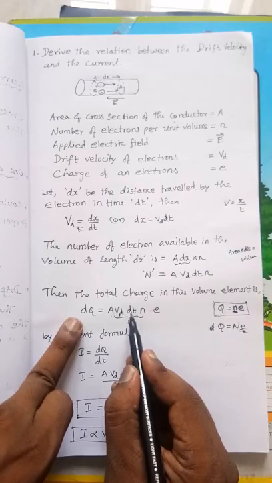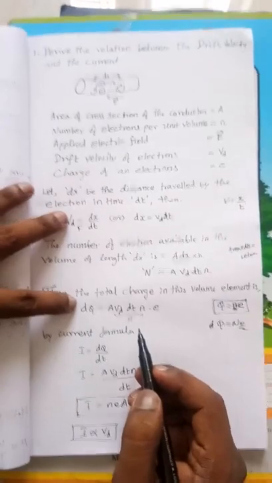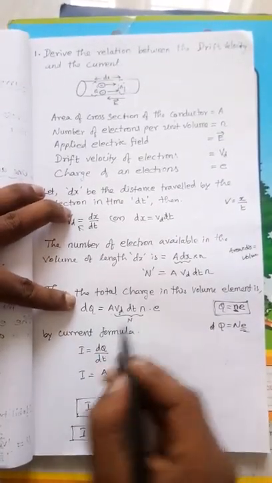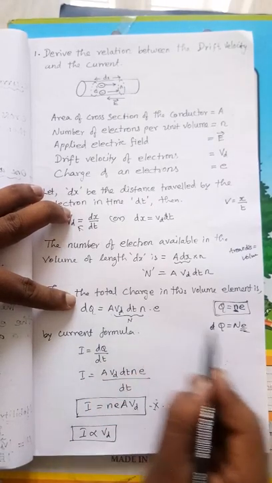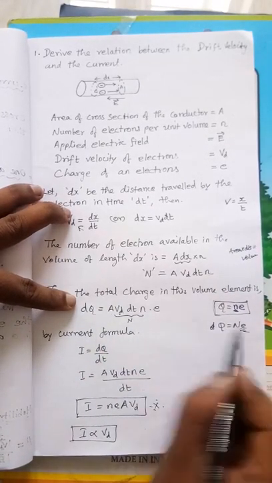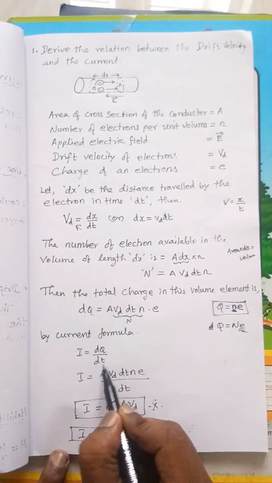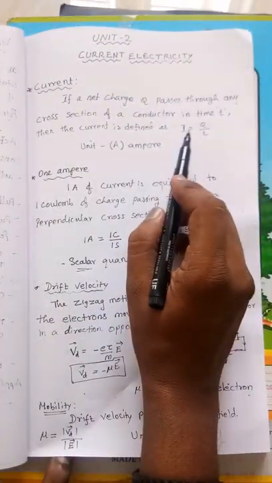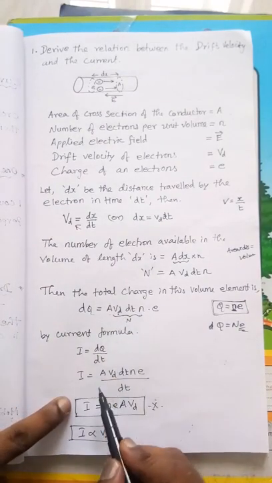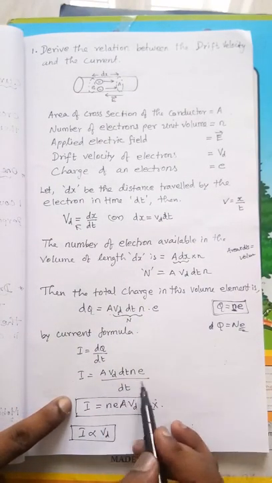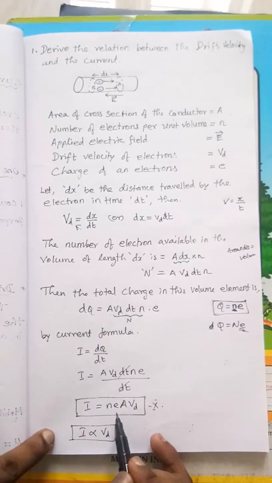As time changes, the charge is also changing. So dq is equal to A Vd dt n e. Now the current formula, you already know, I is equal to dq by dt. Substitute the dq value: A Vd dt n e by dt. Here dt and dt cancel, so I is equal to n e A Vd.